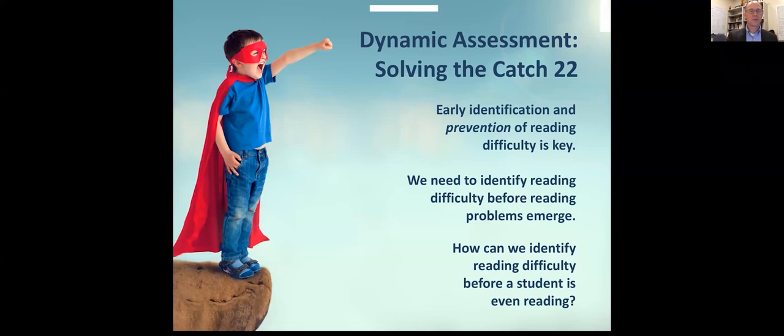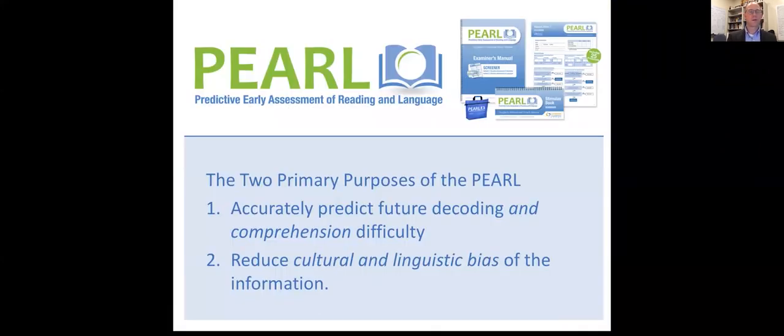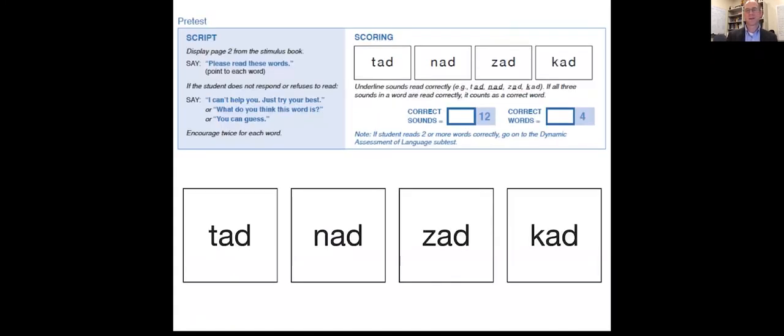So I want to share with you a screener that we've put together called the PEARL, Predictive Early Assessment of Reading and Language. This came out of research that Dr. Spencer and I did several years ago, and it's ongoing research today. Its purpose is to predict future decoding and comprehension difficulty and to reduce that cultural linguistic bias that you see. It's a very simple concept.